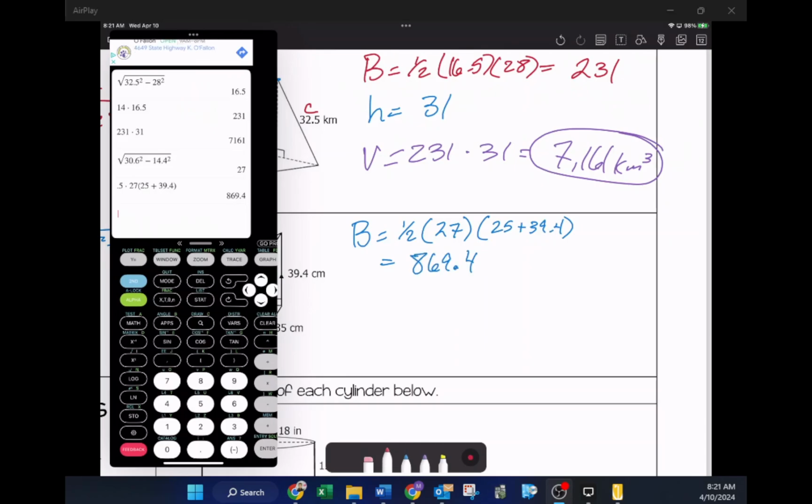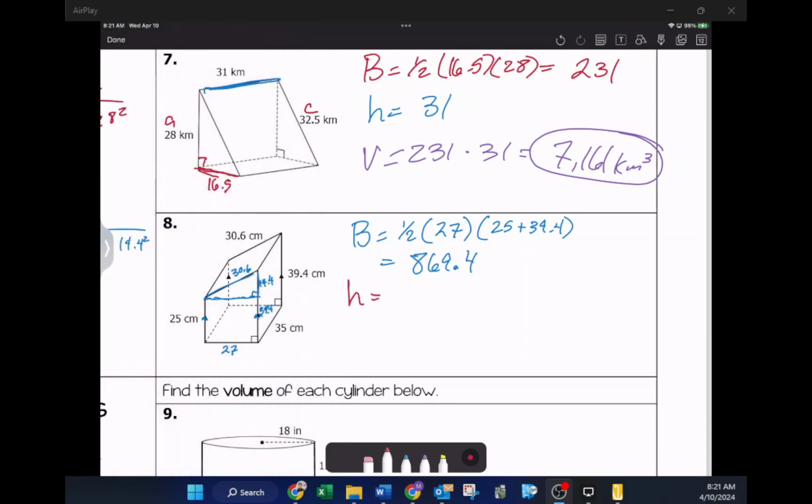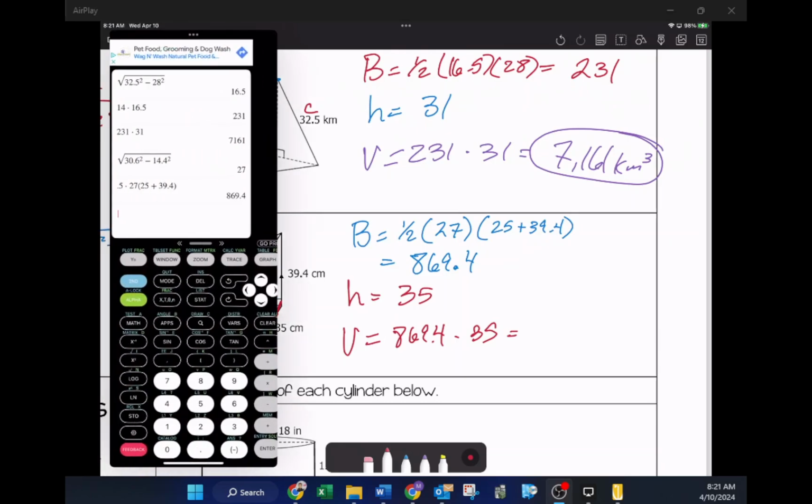Height, being the distance between the bases, is 35. So volume would be 869.4 times 35, which is 30,429 centimeters cubed.